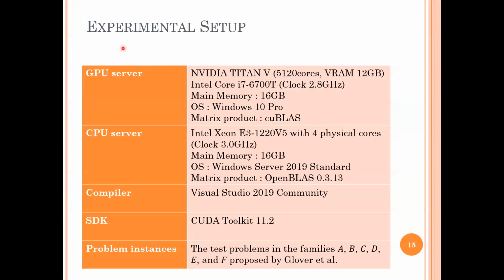This slide shows the experimental setup. GPU server has NVIDIA Titan V. We use QUBO to calculate matrix product. CPU server has Intel Xeon E3 with 4 physical cores. We use OpenBLAS to calculate matrix product. Problem instances are proposed by Glover and others.